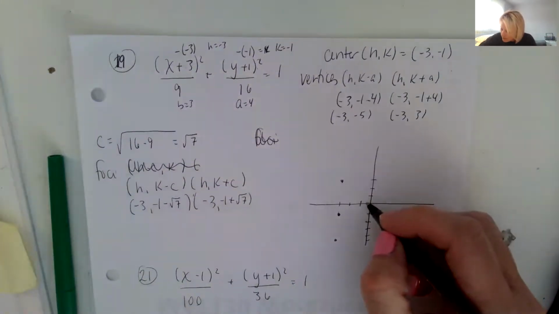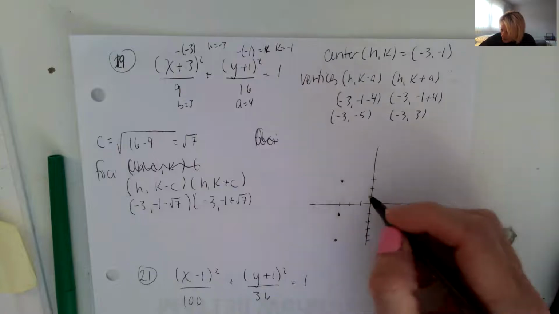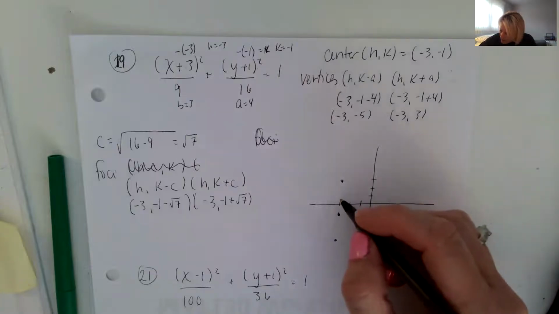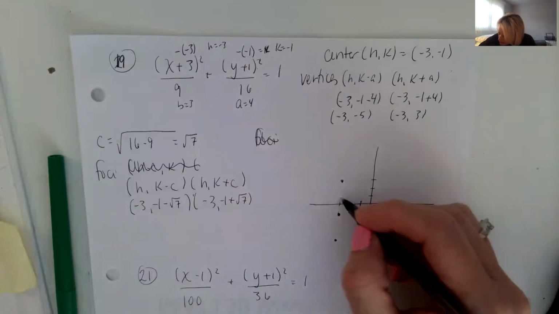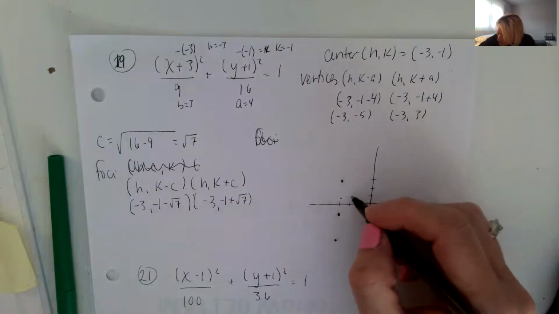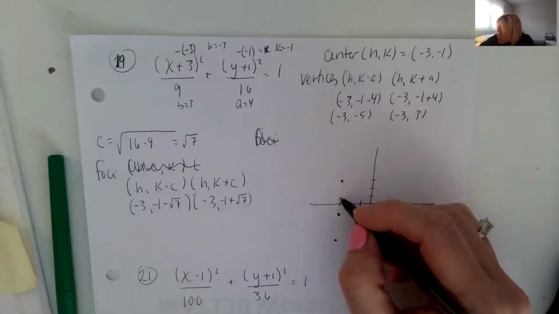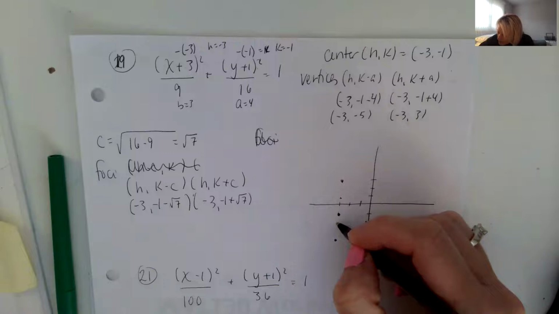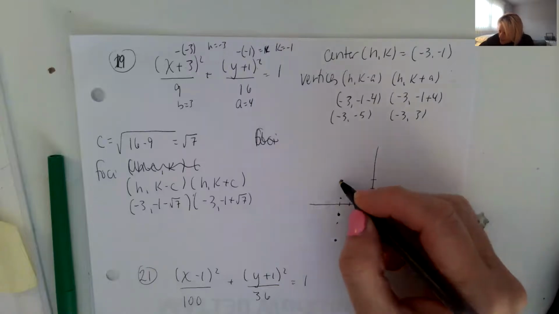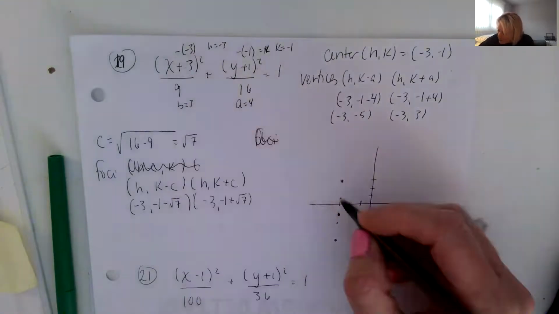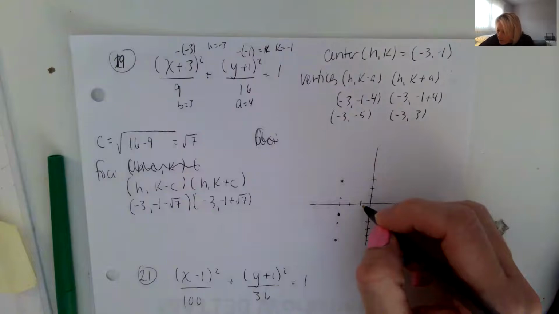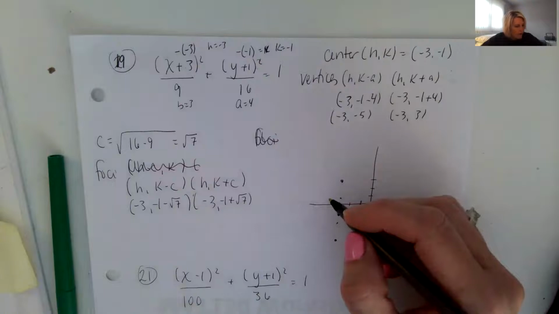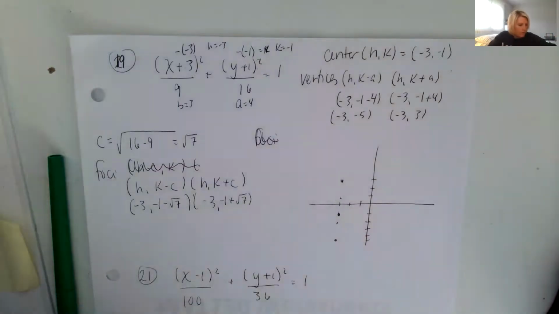So at negative 3, and then it's going to be a little bit above 1, a little bit just below 0, and then just a little bit above. Yep, 0, and then a little bit below 1. And then this is going to be at plus or minus 3.